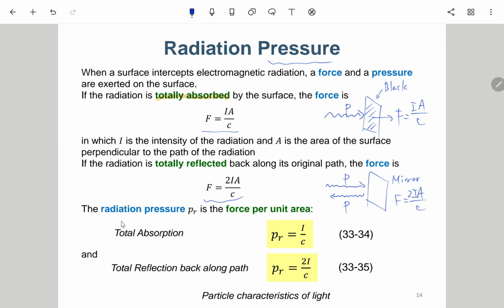And then it also defines something called radiation pressure, the force per unit area. The radiation pressure PR is defined by F over A. So for the total absorption case, moving this A to the left side, it is I over C, and for this case, 2I over C. Nothing special, just some definition.